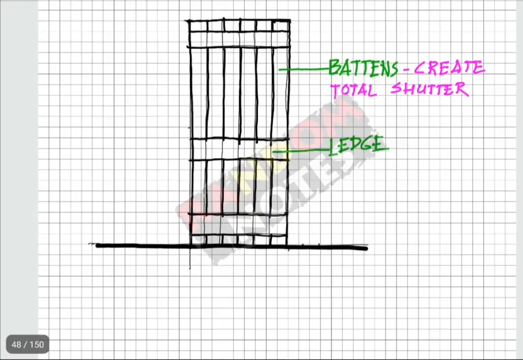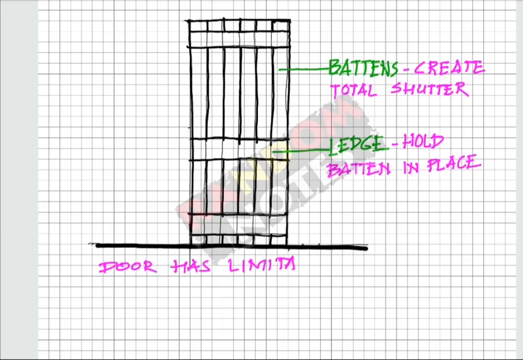This shutter has its limitation of width because when the width increases, the number of battens will also increase, and with this, the load will also increase. The ledges will not be able to take that load. We can use a single ledged and battened shutter for a door width up to 900 mm or less.